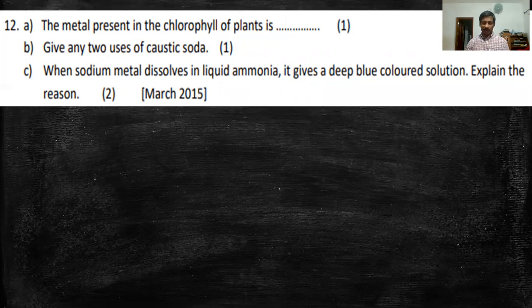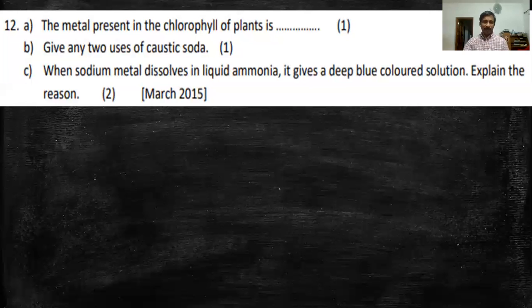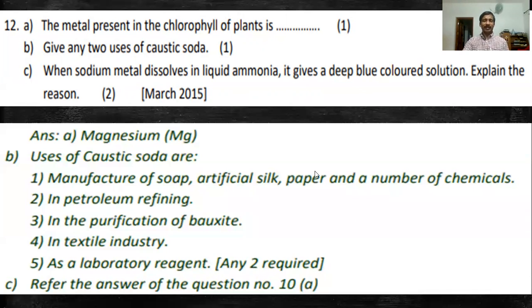Degeneration of anion exchanger by sodium hydroxide, caustic soda. You can write it as a laboratory reagent. When sodium metal dissolves in liquid ammonia, it gives deep blue color. Chlorophyll, magnesium. Caustic soda can be used for the manufacture of soap, petroleum refining, in the purification of bauxite, in textile industry, laboratory reagent. There are a lot of uses, you write in it too.